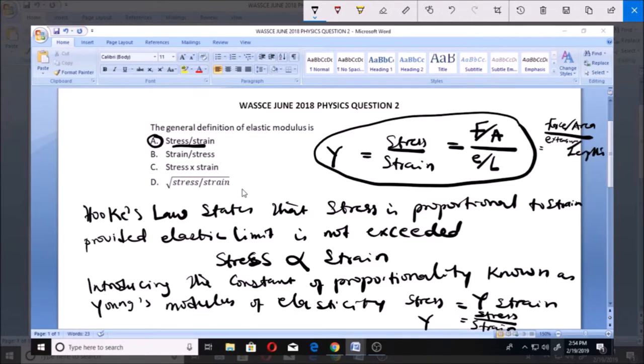So that is the statement of Hooke's law, explained more, where the elastic modulus is equal to stress over strain because both of them are proportional. So that is the answer. Thank you.